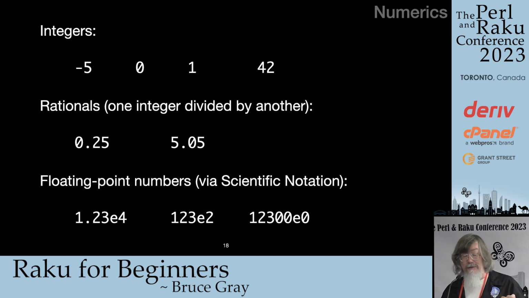5 is an integer. 5.0 is a floating point. That's not true in Raku. 5.0 is just 5. So if you want to force it to be floating point, just put E0 at the end, the old scientific notation. The E tells you how many decimal points you're sliding. So E0 is you're not sliding at all, but make it floating point.